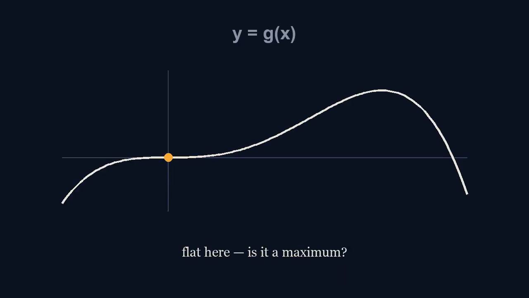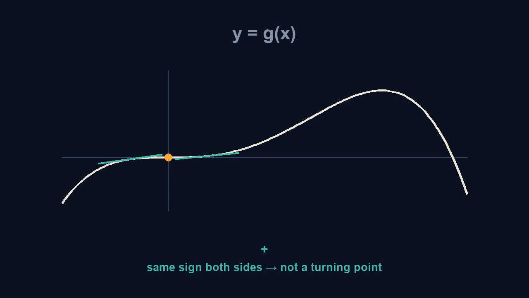New graph. See this flat spot, right here, where the gradient is exactly 0. Is it a local maximum? Lock in your guess. 3, 2, 1. Check the sign either side instead of guessing. Just left of it, the gradient's positive. Just right of it, the gradient's positive again. It never actually turns around. It just paused and kept climbing. That flat spot is a stationary point of inflection, not a max, not a minimum.